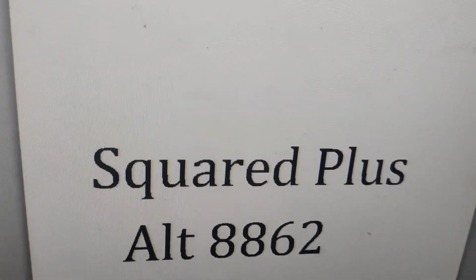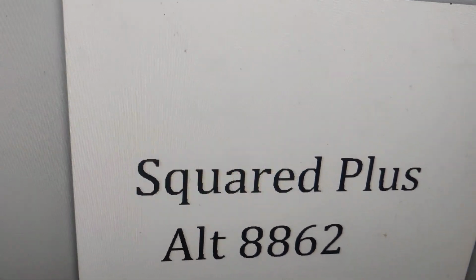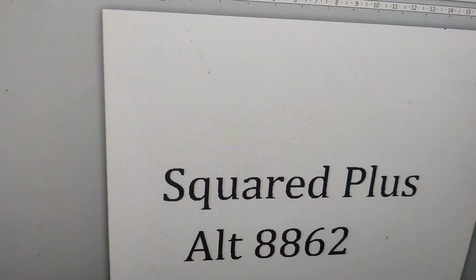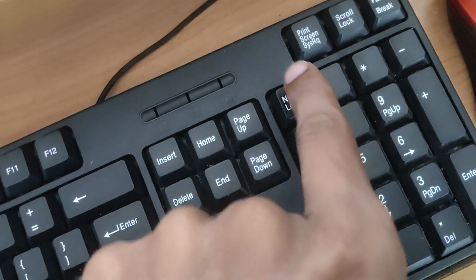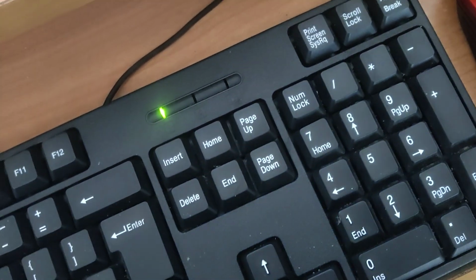So in today's video we discuss how to create a squared plus in your Windows computer using keyboard shortcut Alt 8862. That is, you must go to your computer keyboard, and this keyboard, suppose if you are in Windows keyboard, your number lock key, so you must turn on the number lock.